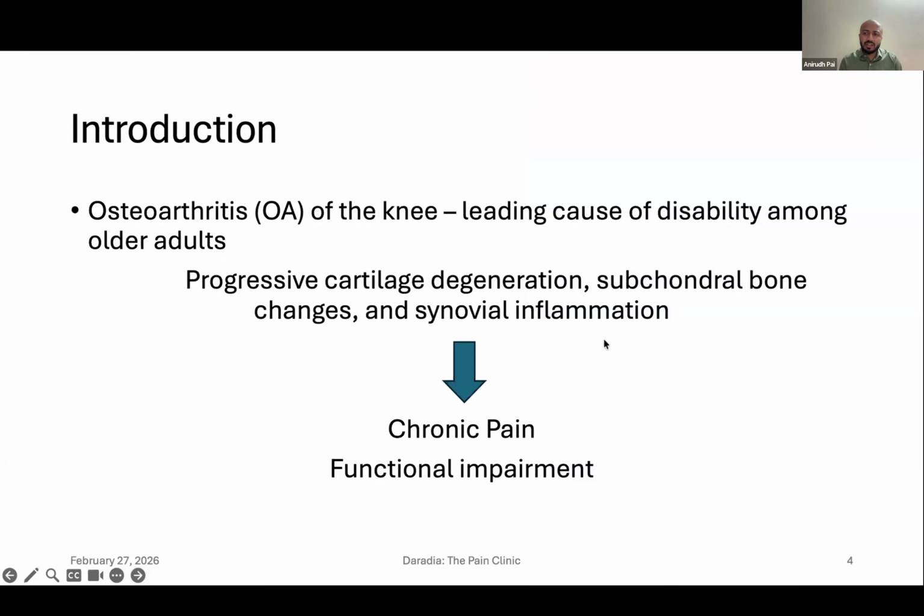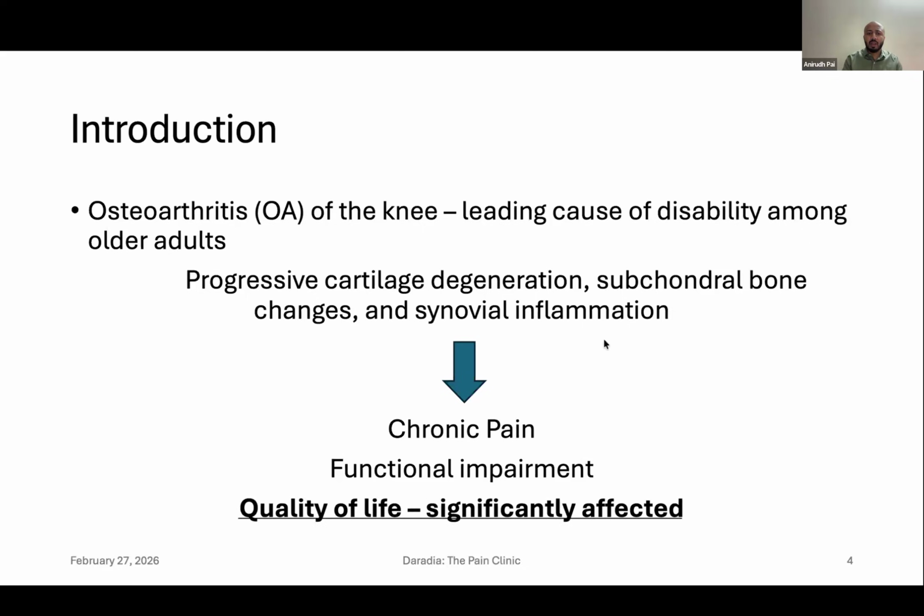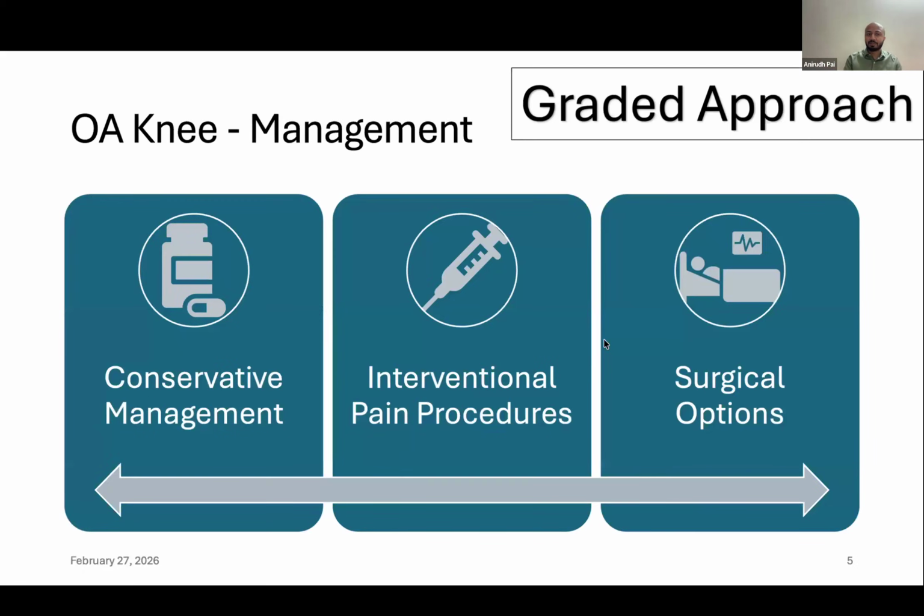Knee osteoarthritis remains one of the leading causes of disability worldwide. While progressive cartilage degeneration and subchondral bone remodeling are well known, increasing attention has been directed towards synovial inflammation as a contributor to chronic pain. This affects chronic pain, functional impairment, and also the quality of life. All these three are significantly affected.